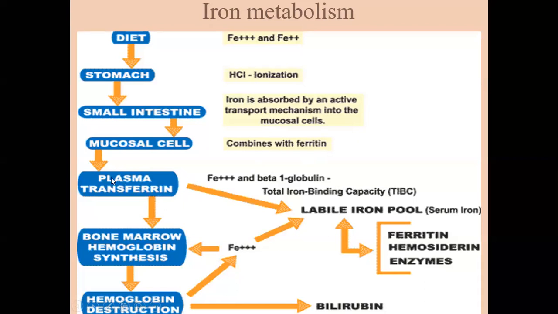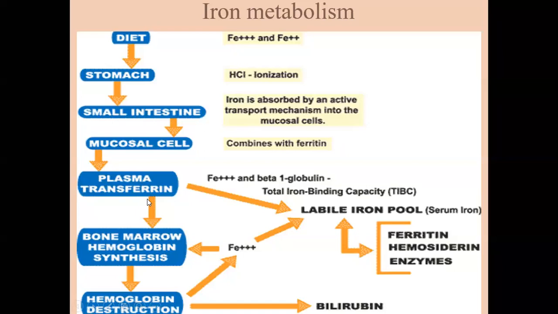And then it is transported with plasma transferrin. This plasma transferrin is called iron binding capacity. Total iron binding capacity, that is the other name we call it. Plasma transferrin, remember, iron and this beta 1 globulin, that is transported as total iron binding capacity.